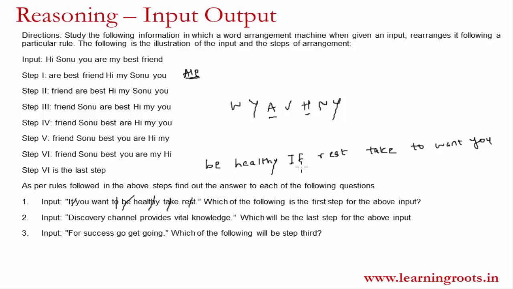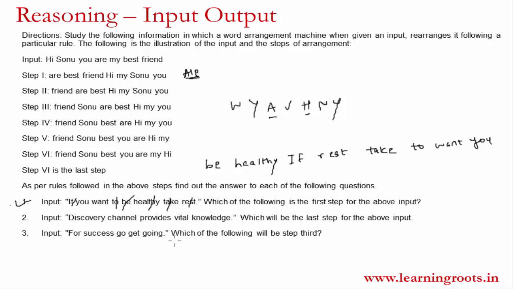So now in this string you have 1, 2, 3, 4, 5, 6, 7, 8 words, and if you want to be healthy, take rest, again 8 words are present, so we are fine here, and this should be the answer. Okay, so the first question has been solved. The second question says the input is discovery channel provides vital knowledge, and which would be the last step for the above input. Now in this question you have to figure out which step would be the last step, so you have to give the number of this step.